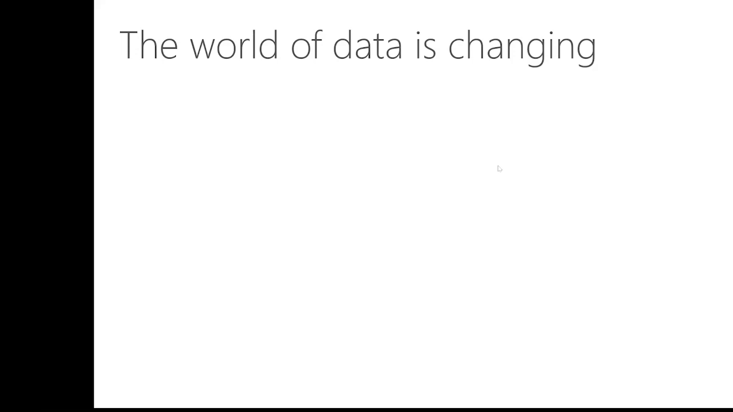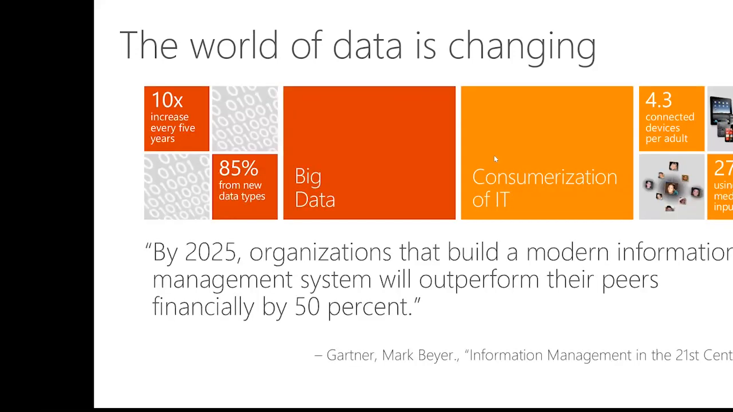So the world of data is changing. How is it changing? You can see that data is increasing at a speed of 10x over the last 5 years. The data which was available earlier is now 5x times that. 80% of new data types, data is coming from different sources and different data types, right?